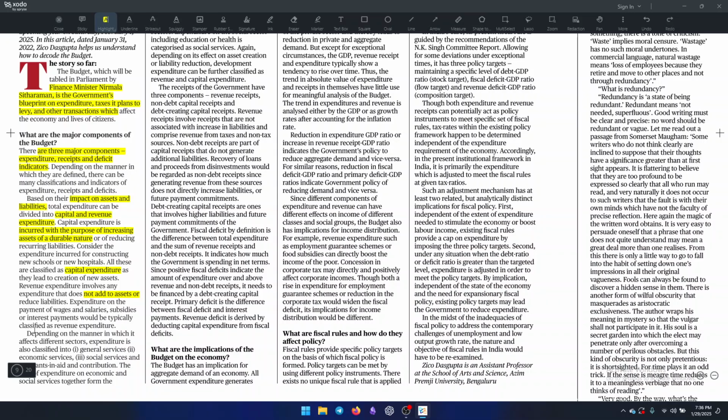Based on the impact on assets and liabilities, total expenditure can be divided into capital and revenue expenditure. Capital expenditure is incurred with the purpose of increasing assets of durable nature or of reducing recurring liabilities. Consider the expenditure incurred for constructing new schools or new hospitals. All these are classified as capital expenditure as they lead to creation of new assets. Revenue expenditure involves any expenditure that does not add to assets or reduce liabilities. Expenditures on payments of wages and salaries, subsidies, or interest payments would be typically classified as revenue expenditure.